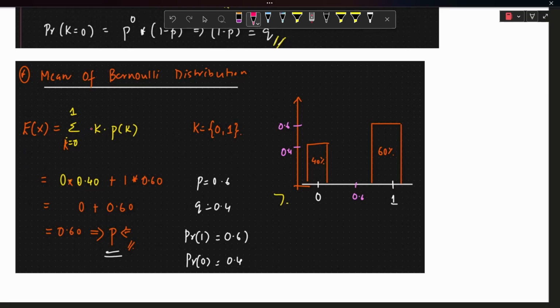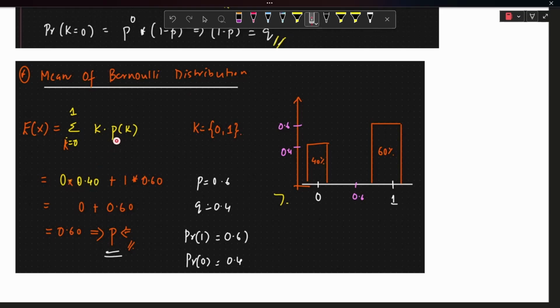The expected value is sigma over k equal to 0 to 1 of k into P of k, where k is 0 comma 1. This is the summation formula; here k is 0 to 1, only two outcomes. So first we are substituting k here.